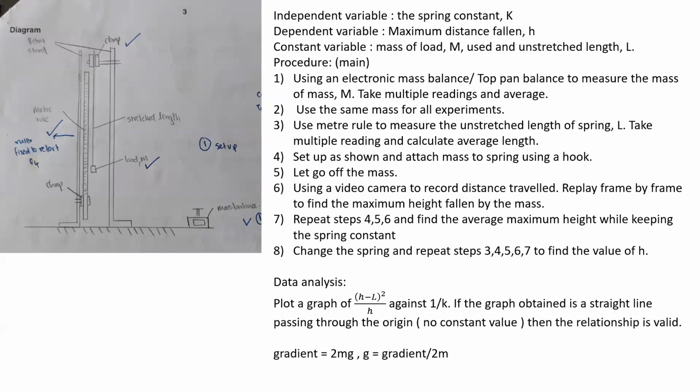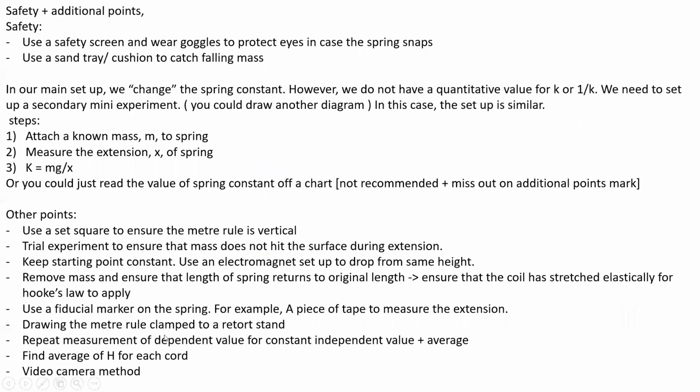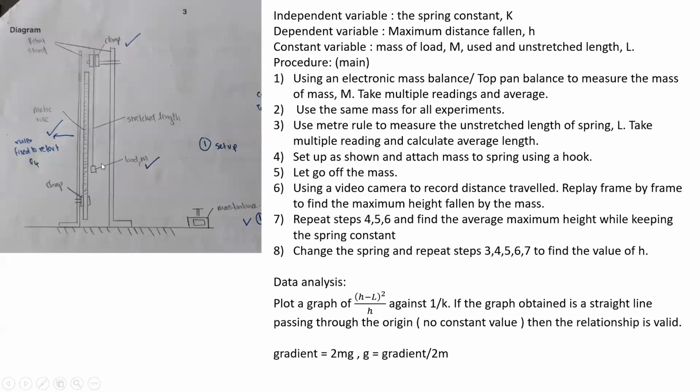If you've done any such experiments in the laboratory, you realize that it's very difficult to find the maximum height because the mass moves too fast. So you have to use a camera that replays in slow motion, so you can see the exact frame by frame as it reaches the maximum height. You can just take a reading of the image.